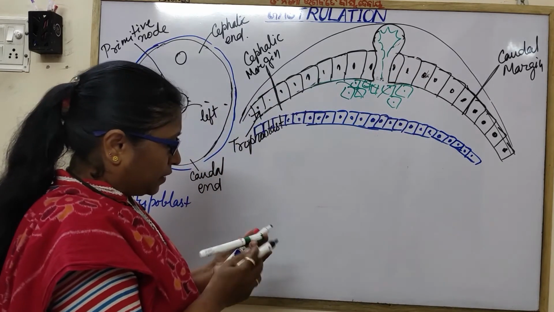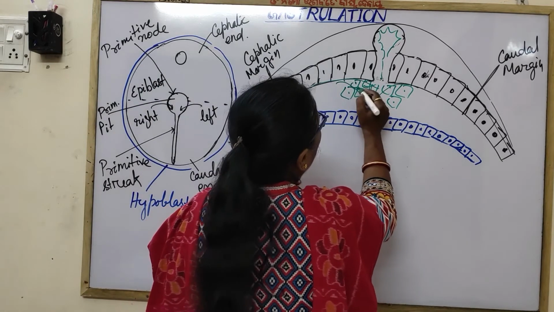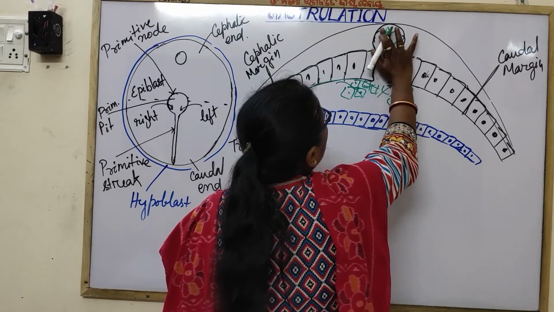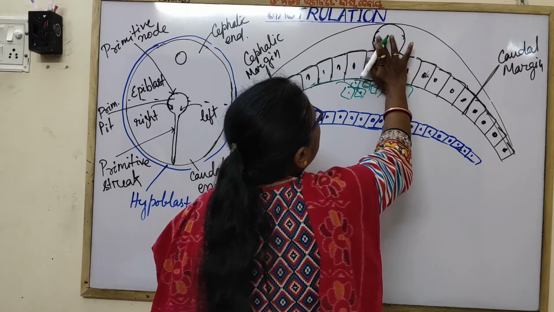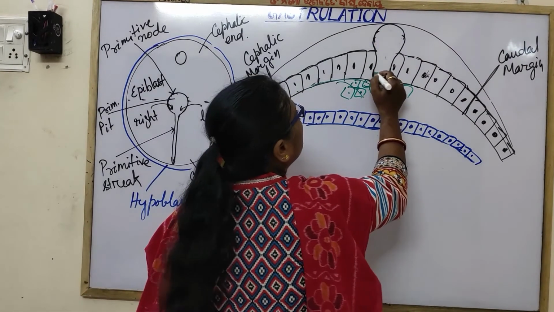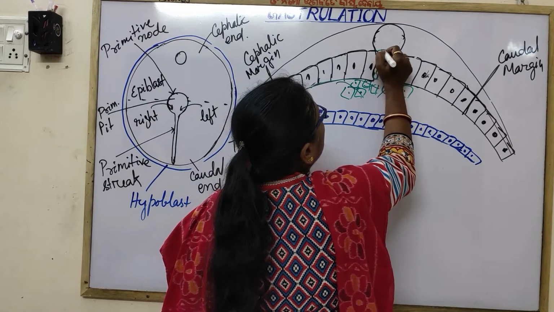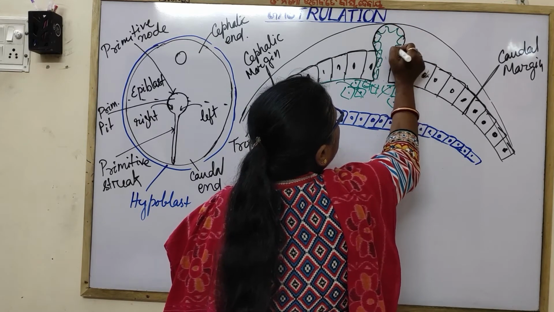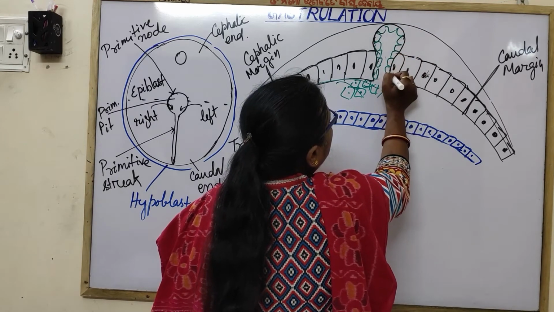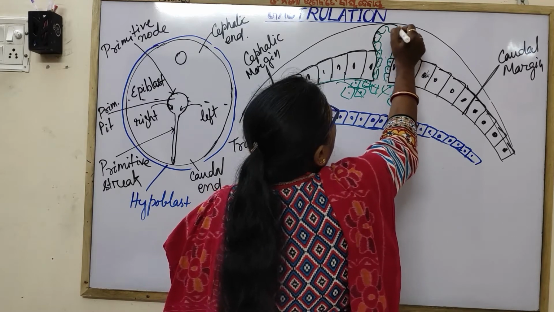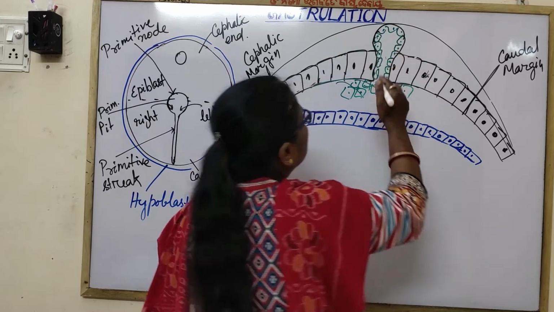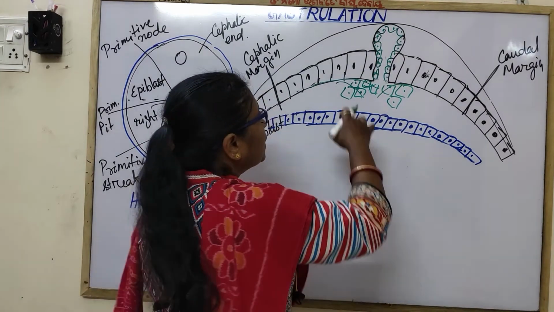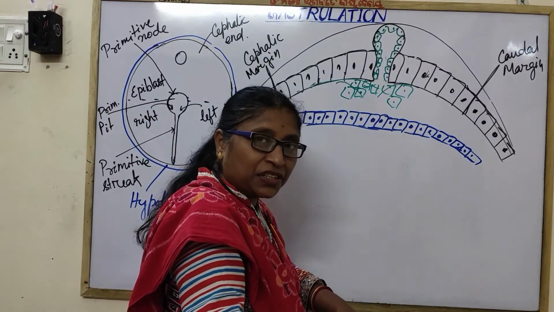Okay. Here the cells of the epiblast divide and move into the primitive groove. So they enter like this, and make a layer of flask-shaped cells. Then they detach.